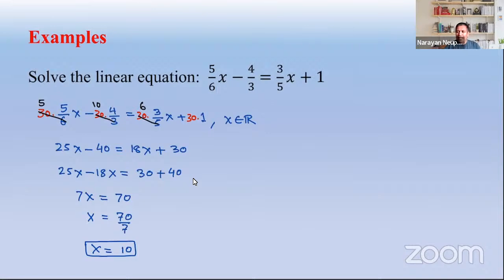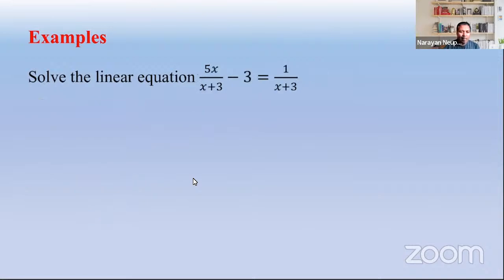Now let's look at the second example. Here is the second example. Let me write the equation first. We are asked to solve the linear equation, 5x over x plus 3 minus 3 is equal to 1 over x plus 3.